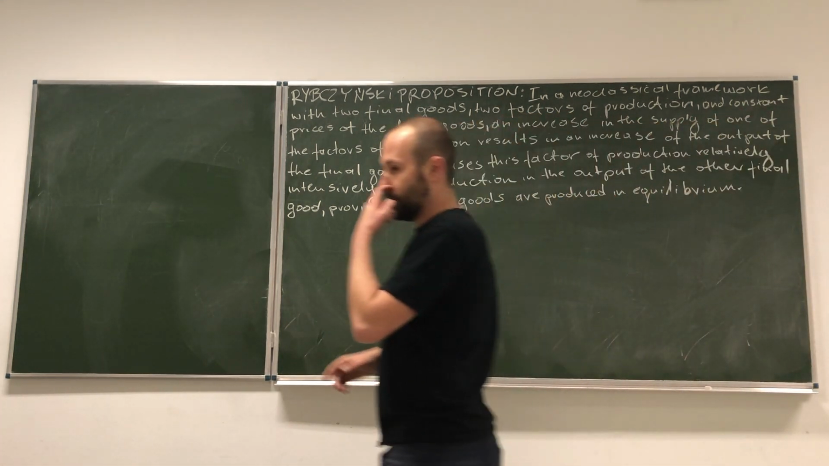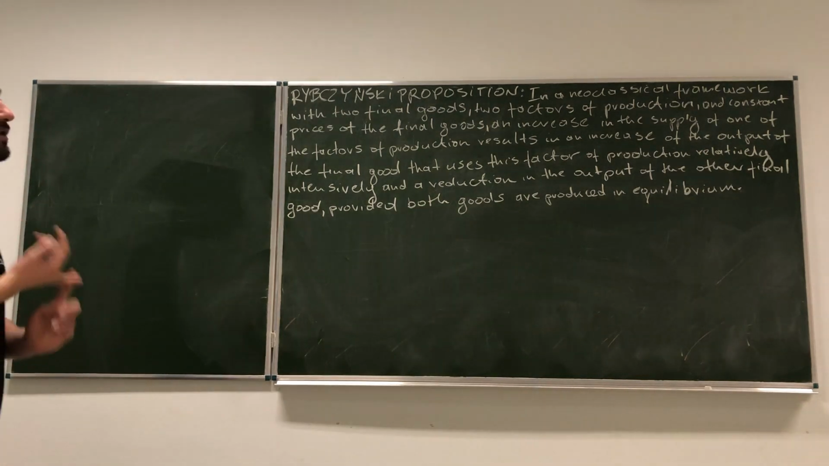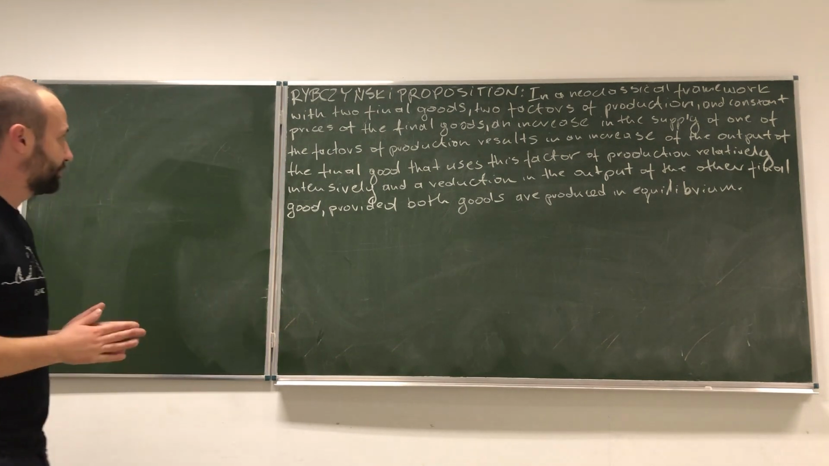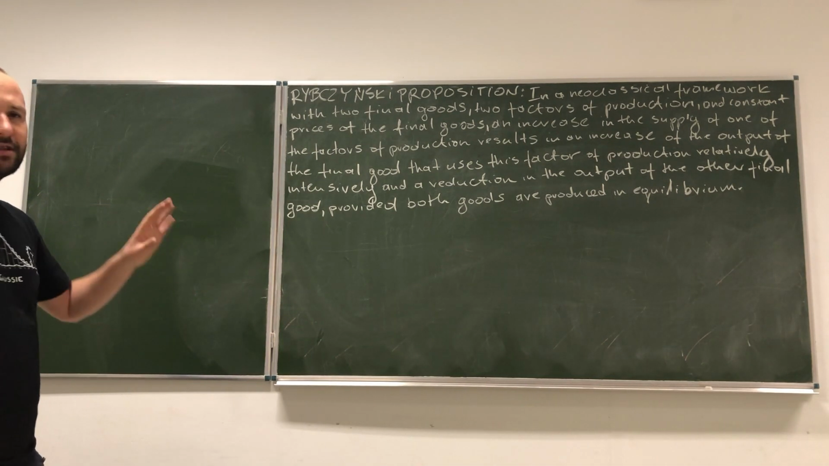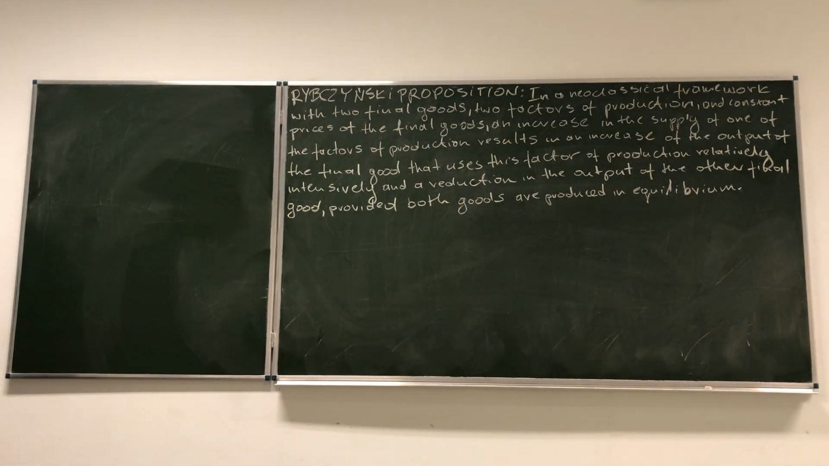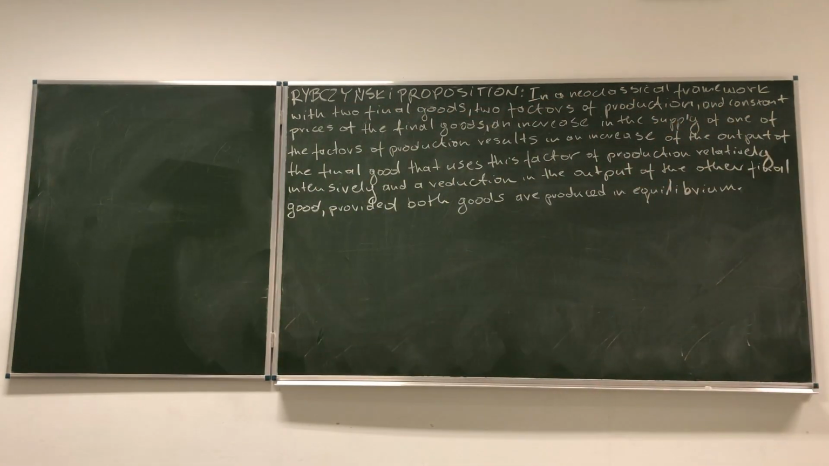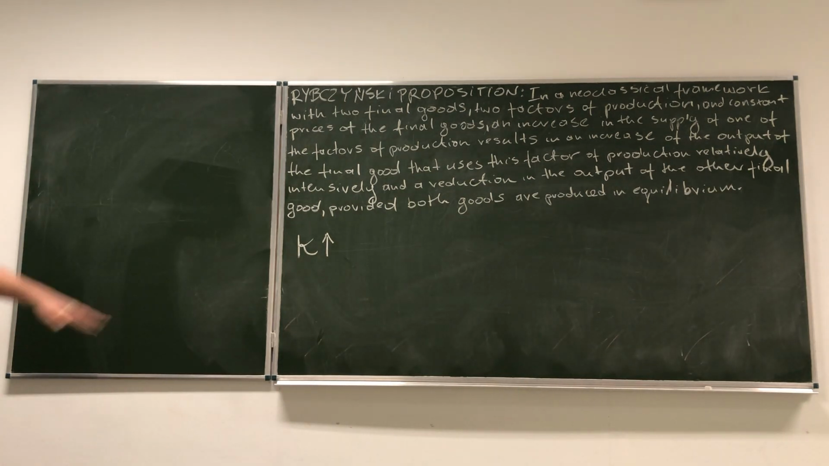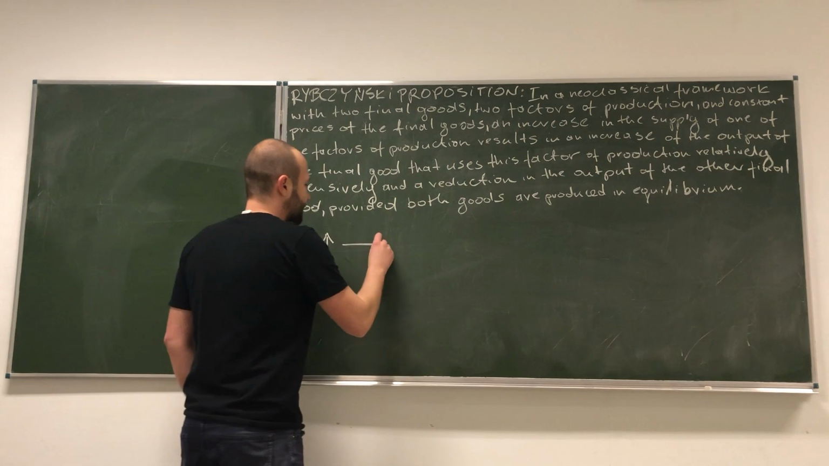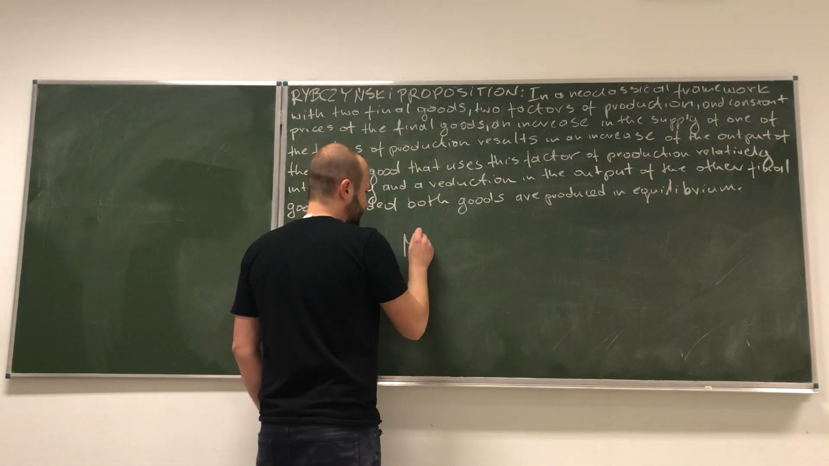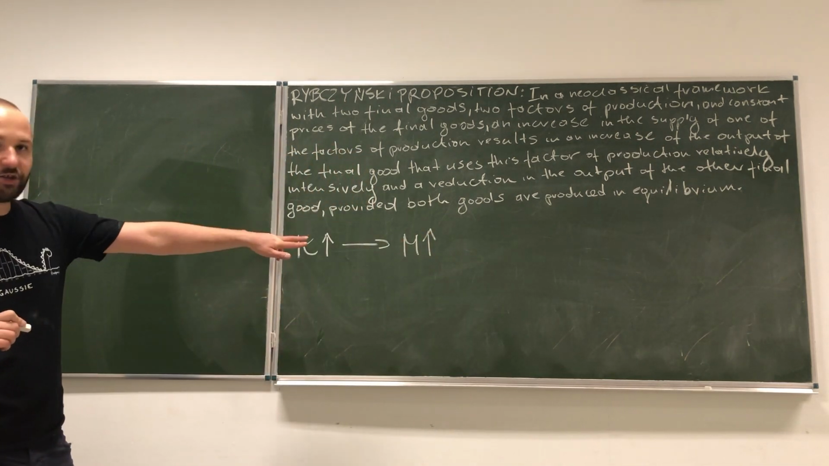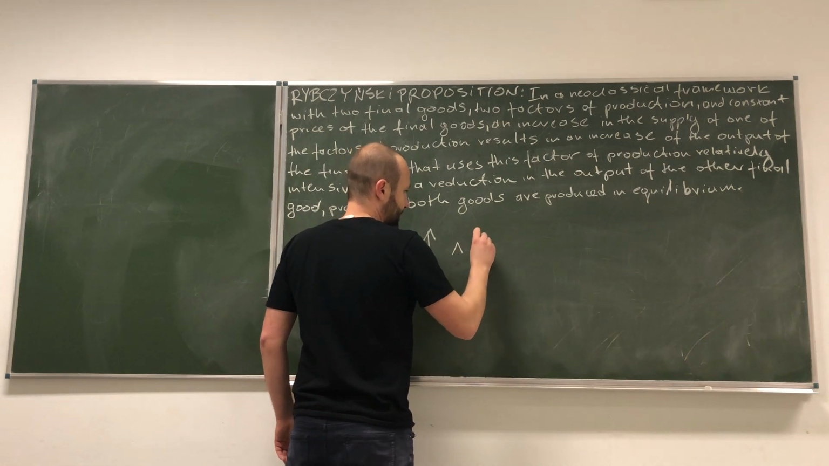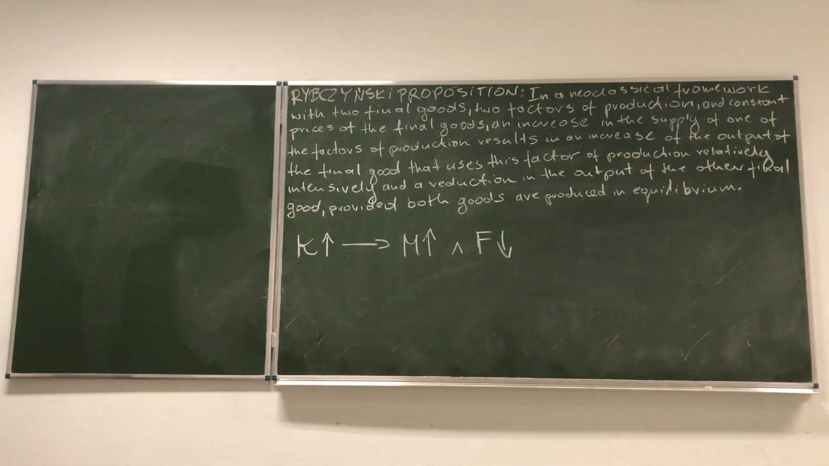Okay, remember, what does it mean? Remember that we are interested in, of course, long-run equilibrium. What the Rybczyński proposition tells us is that in the neoclassical framework that we've been discussing for at least the last 10 videos, if capital in the economy is increasing, this should lead to an increase in the production of manufactures and a fall in the production of food.